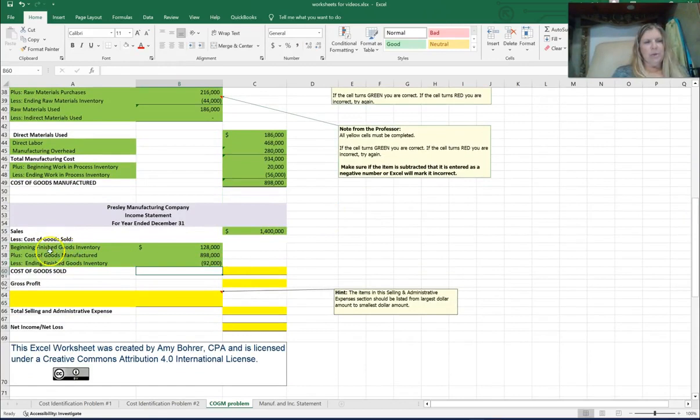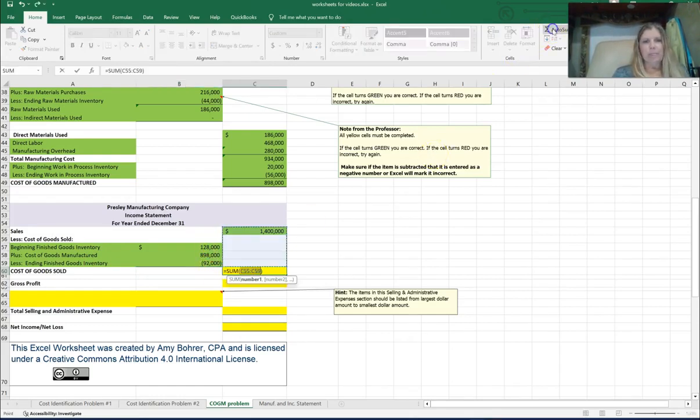So what this is doing is we got our beginning finished goods inventory. That's what we had in inventory at the beginning of the period. We manufactured some more products that were now finished, so now they get added to the finished goods inventory, and then we have to subtract out what we have at the end of the period to figure out how much we actually sold. So that would be our cost of goods sold. So again, I just need to sum these three numbers and come up with cost of goods sold of $934,000.